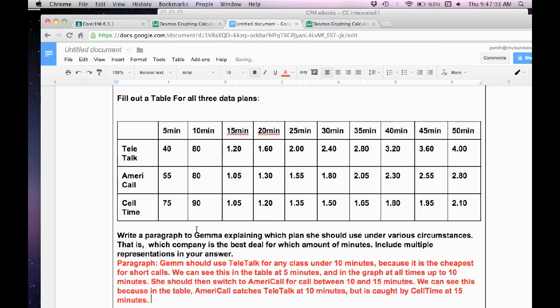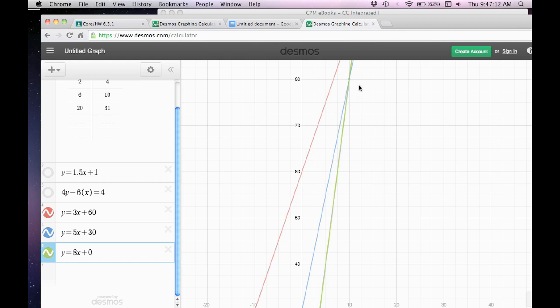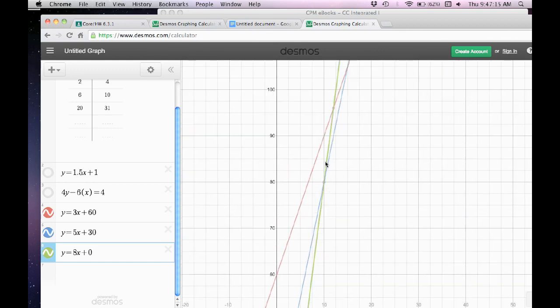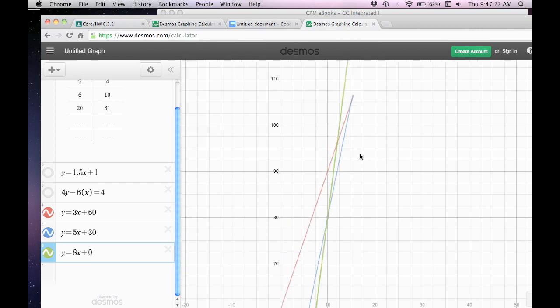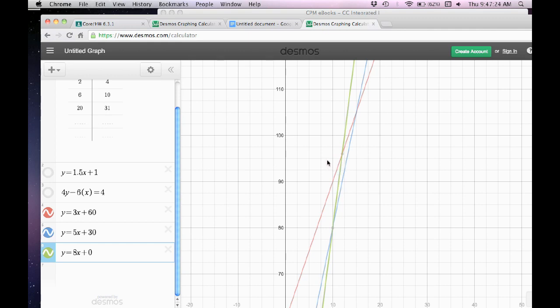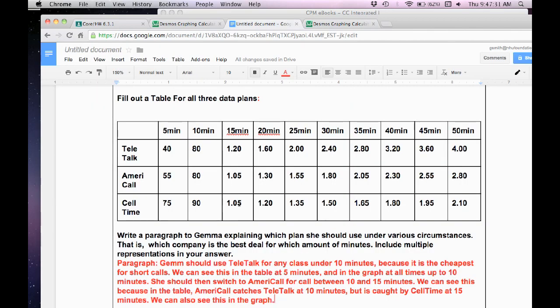We can also see this in the graph. So take a quick look at the graph. So here's Americol, the blue. Americol catches up, and it's the best in this zone from 10 minutes up to, oh, at 12 minutes it's getting past. That's interesting. Okay, so we can see it in the graph. That seems about right.